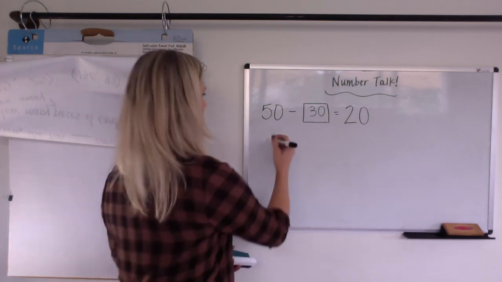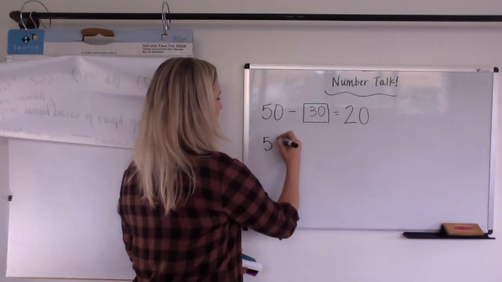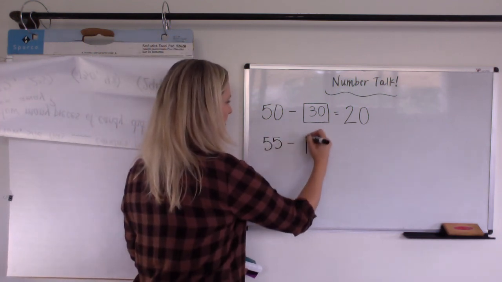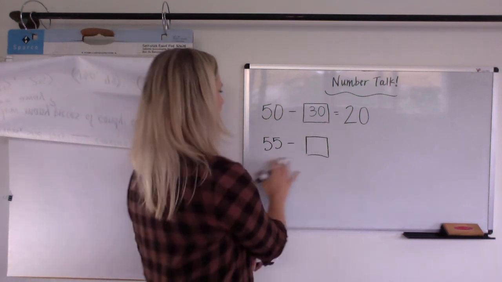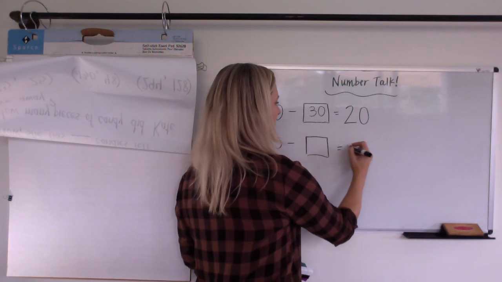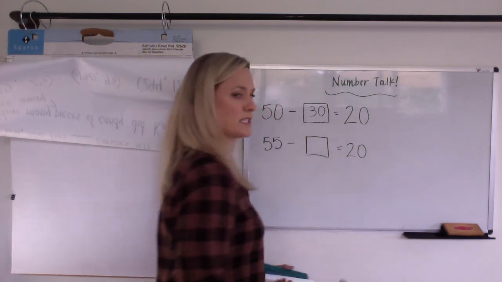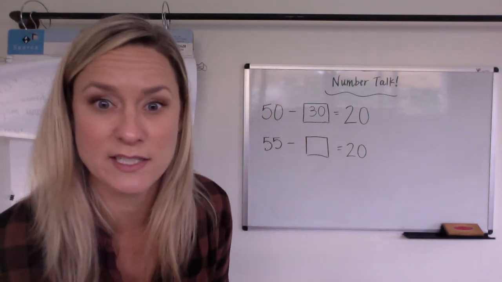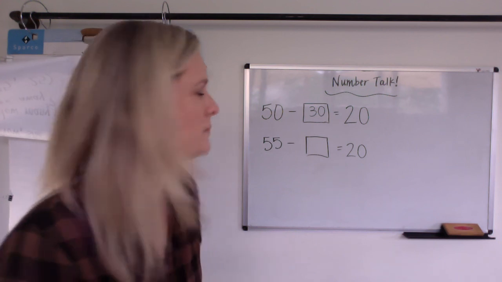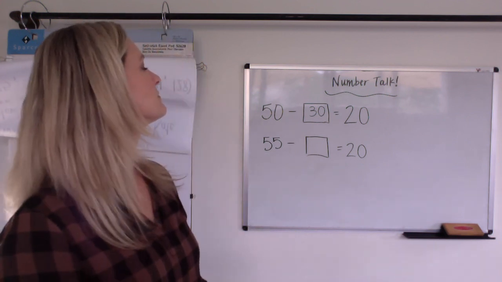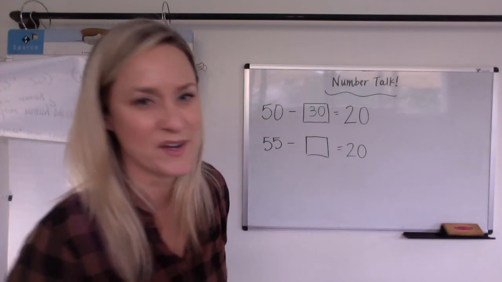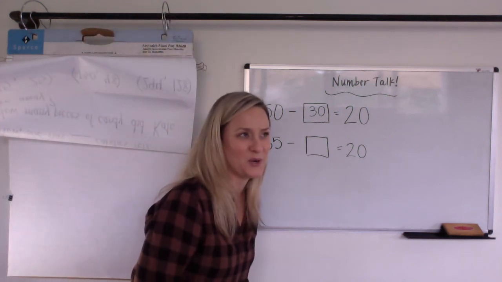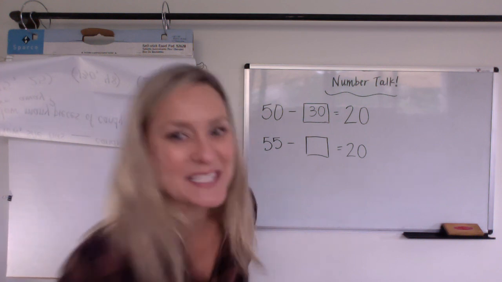Step it up a notch. We'll go 55 minus what? Should we just keep it at 20? Let's do that. 55 minus what would make 20? Okay, so everybody hit pause. See what you come up with. Okay, I'm ready. On the count of 3. 1, 2, 3. Tell me.